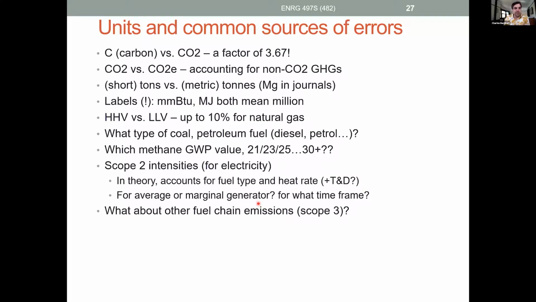And then there's fuel chain emissions. So this is so-called well-to-wheel emissions. There's emissions associated with producing coal, gas, and oil. Are those being accounted for? Those are scope 3, right? They're deep in the life cycle.